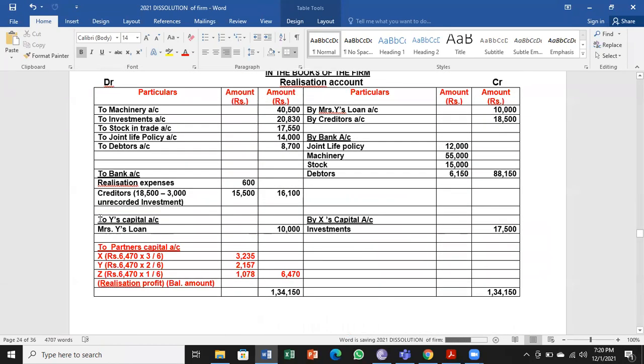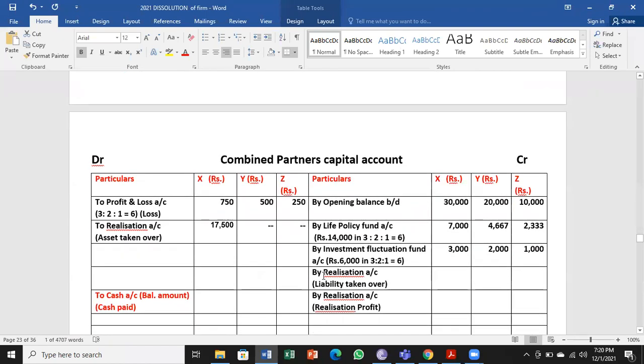Similarly, we have one debit entry to Y's capital account. He has taken the responsibility of paying his wife's loan of rupees 10,000. So this will come on the credit side as by realization account, liability taken over only by one partner, that is Y, 10,000 rupees. X has not taken over any, Z has not taken over any.